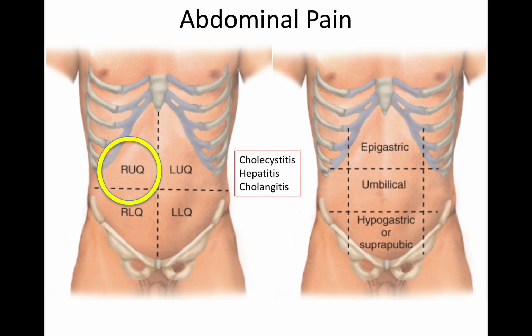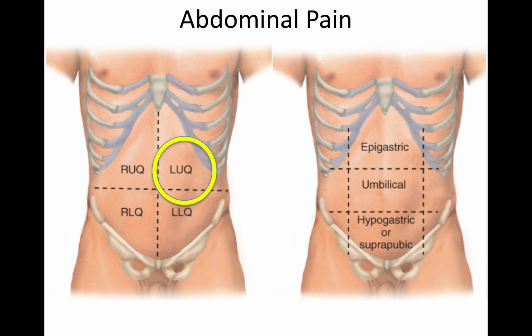Oftentimes patients that have a stone from the gallbladder that has traveled to the common bile duct and is blocking up biliary flow out of the common bile duct, and then all that bile becomes infected. So those patients are going to have right upper quadrant pain, jaundice, because you don't have proper elimination of those biliary products, and you may have fever as well. So fever, right upper quadrant pain, jaundice, cholangitis. It's a bacterial infection.